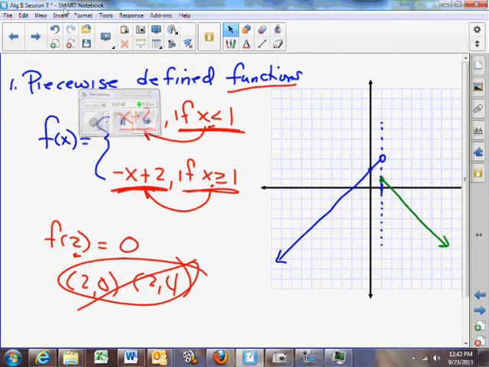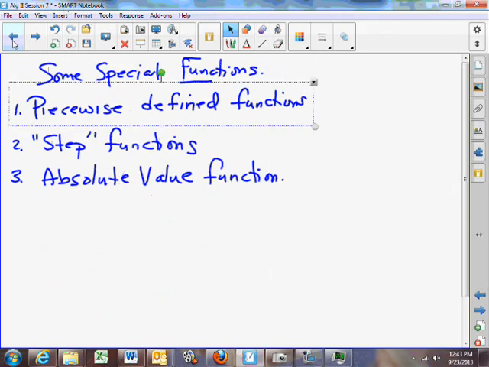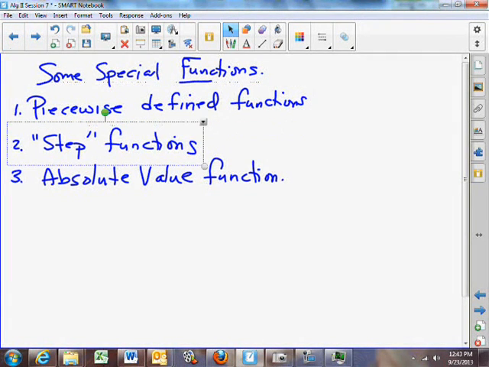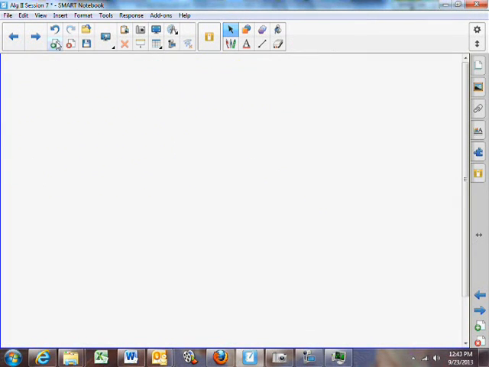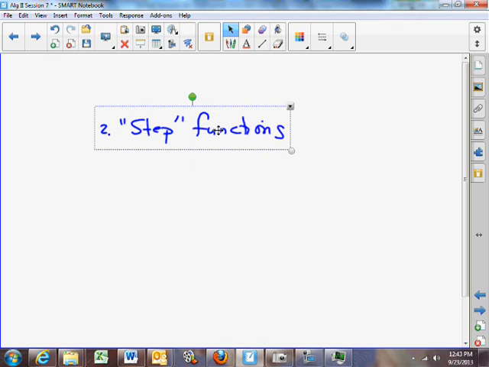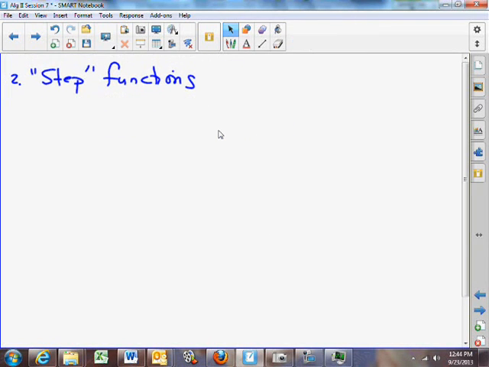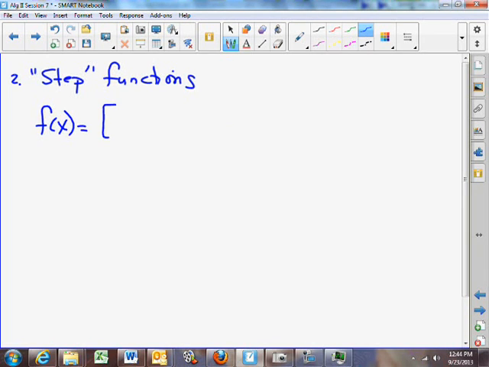Now the second type of special functions that we want to take a look at are the step functions. Now, the step function basically comes from a thing called the greatest integer less than or equal to x. So let's take a look at this. F of x is equal to the greatest integer less than or equal to x.